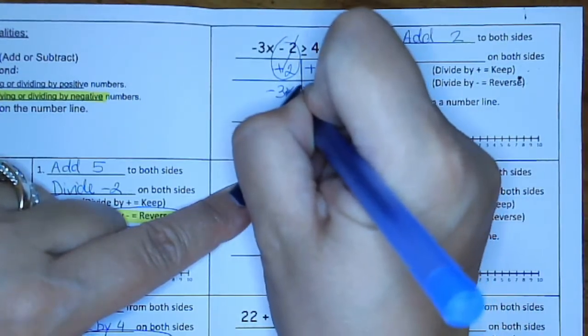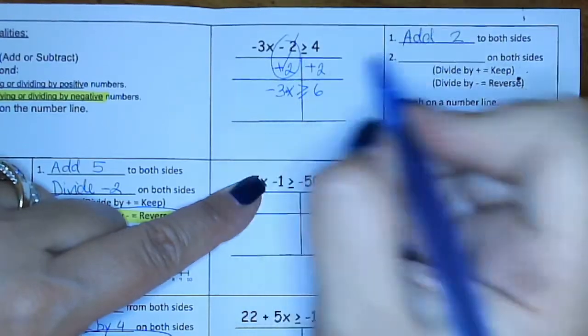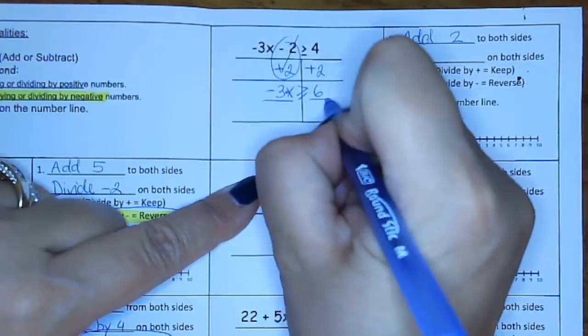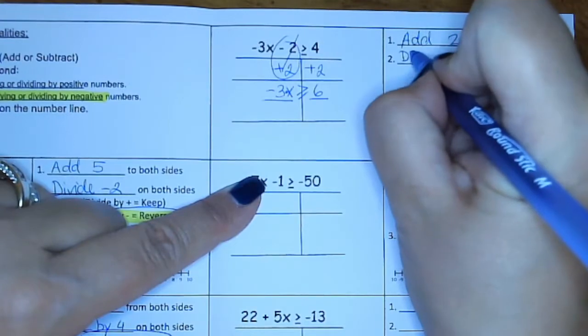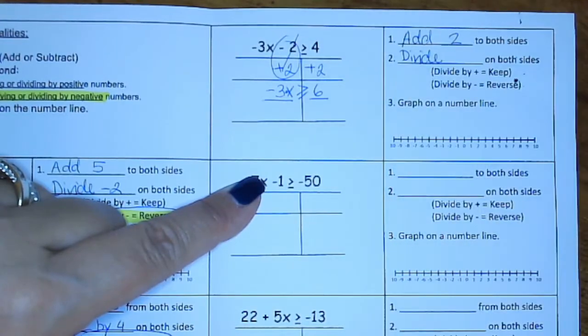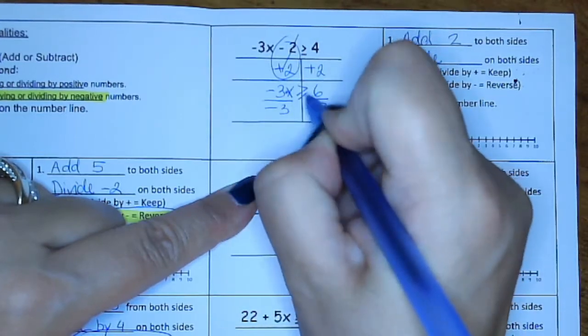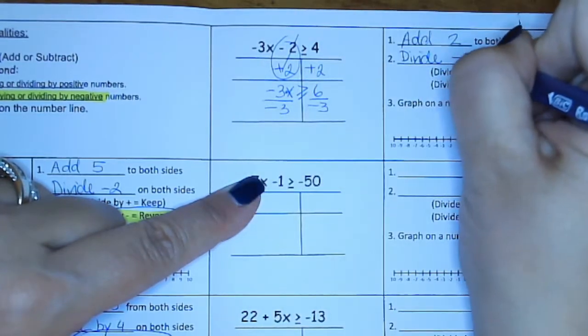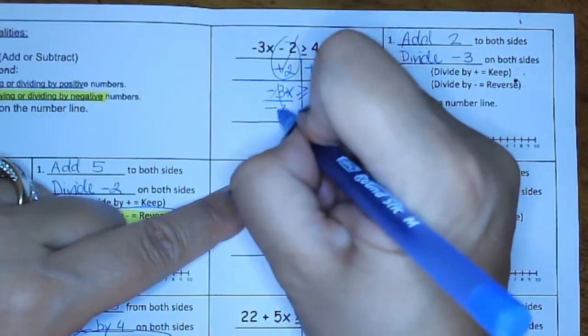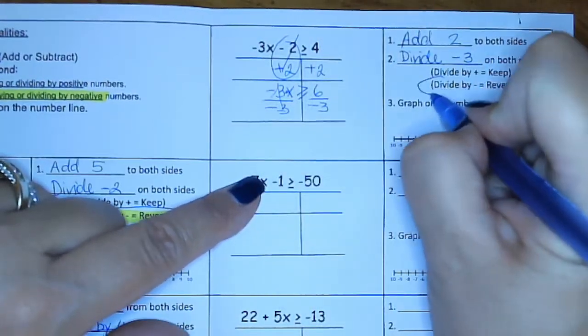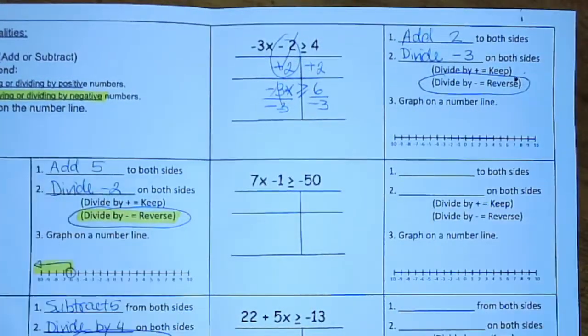Negative 3x means multiplication between negative 3 and x. Inverse operation will be division. What do we divide by? We divide by the same number the variable is multiplied by. In other words, divide by negative 3. Dividing by a negative reverses the symbol.